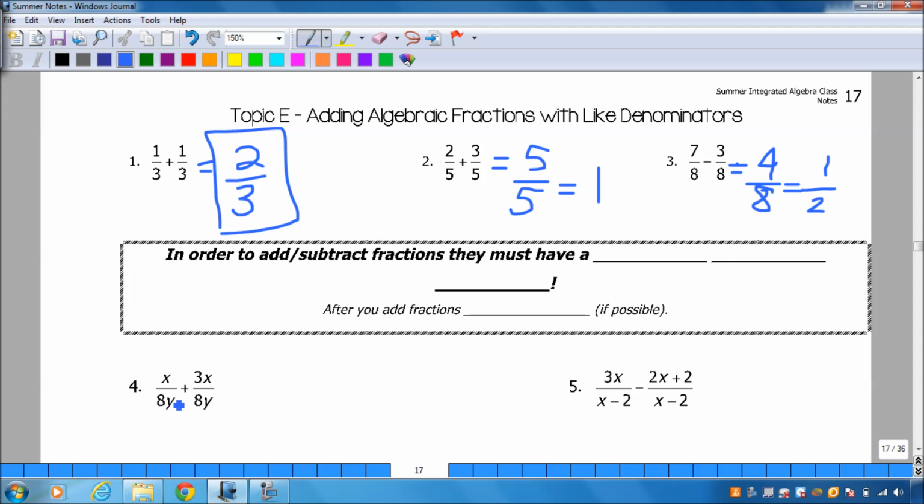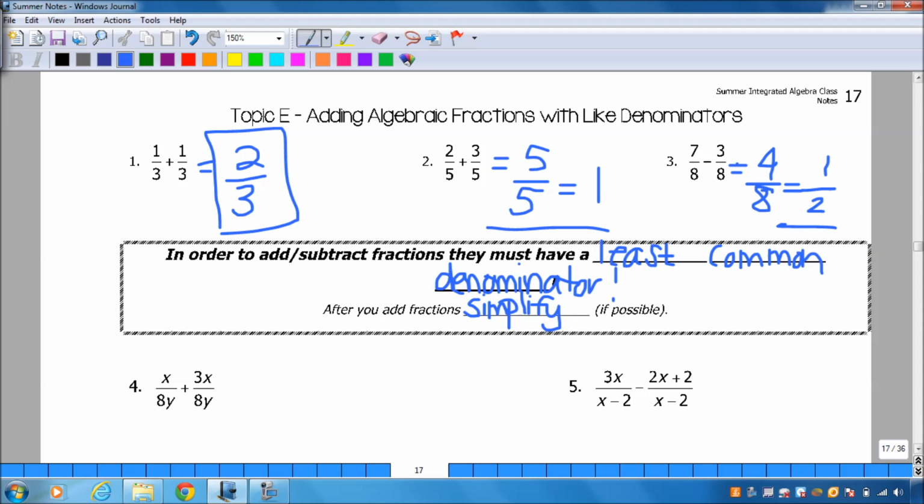So in order to add or subtract fractions, they must have a least, hopefully you know the next two words, common denominator, and we'll call it LCD, okay? And then after you add the fractions, just like we did for these questions right here at the end, you have to simplify if possible.